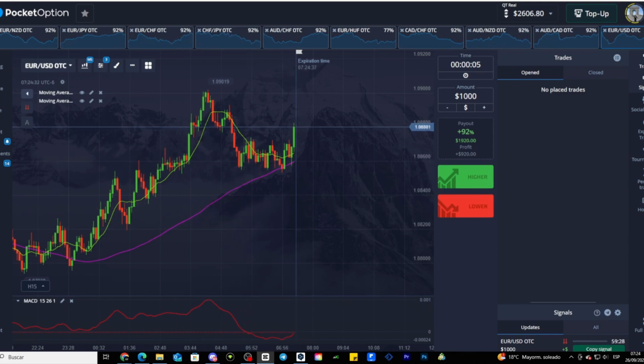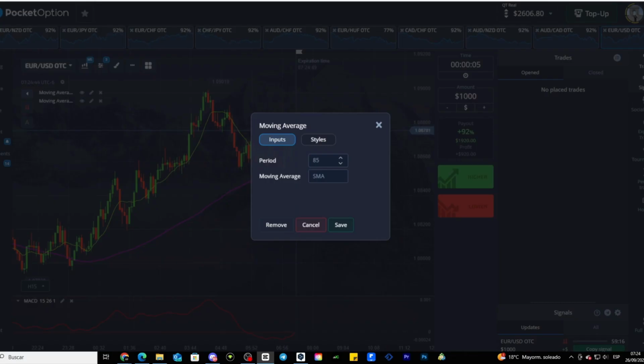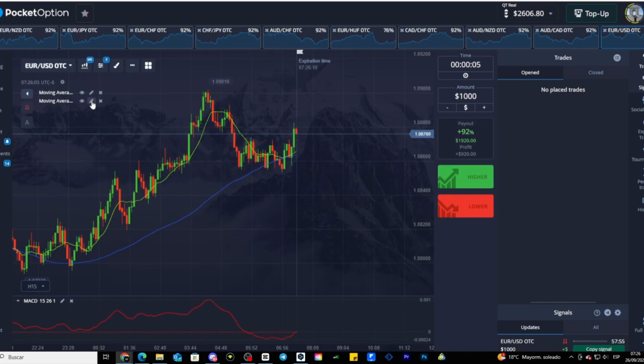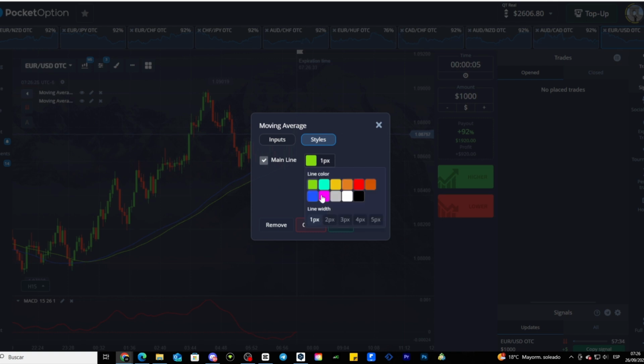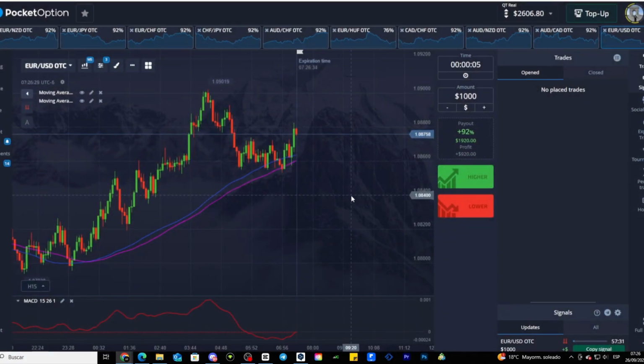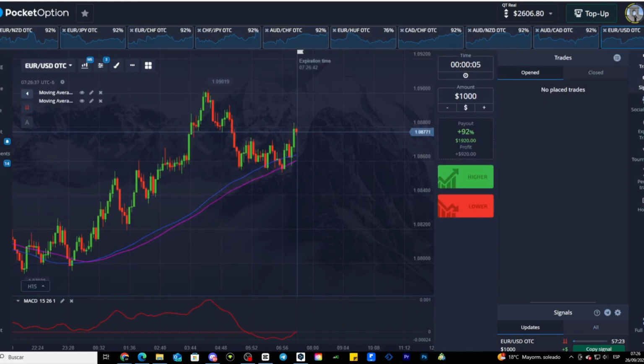In this strategy I use a 5-minute time frame and the chart type is Japanese candlesticks. We have to add 2 moving average lines to the chart. For the first one I set a period of 75 and the type is a simple moving average. I made it blue. For the second moving average, I set a period of 85 and the type is also a simple moving average. I make the line pink. Then I activate the MACD indicator and change its values. Let's change the fast period to 15, the slow period to 26, and the signal period to 1. Well, now that the configuration is complete, everything is ready to work.